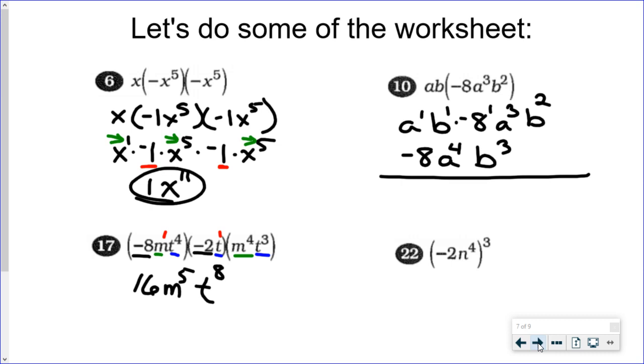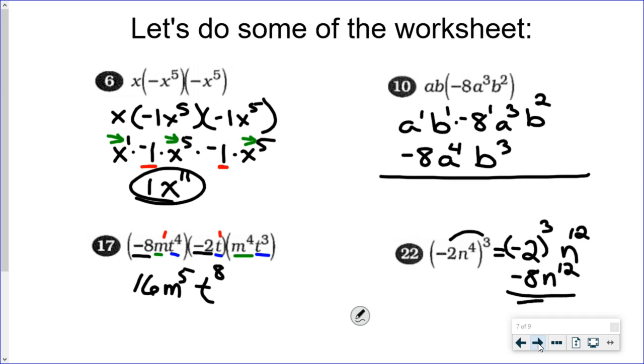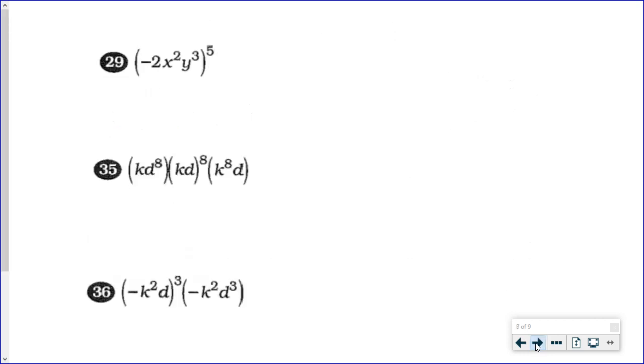Okay, here we go. Now this one is -2 to the power of 3 times n to the power of 12. So what is -2 times -2 times -2? That's -8. If you put that on your calculator, you need parentheses. And that's your answer. Okay, let's do just a couple more.